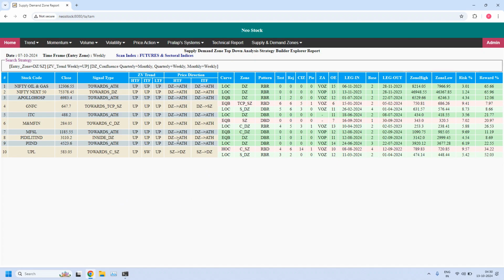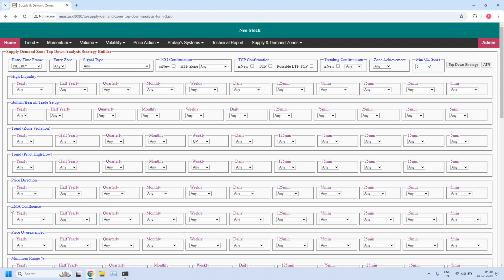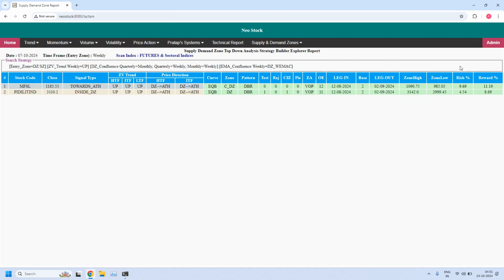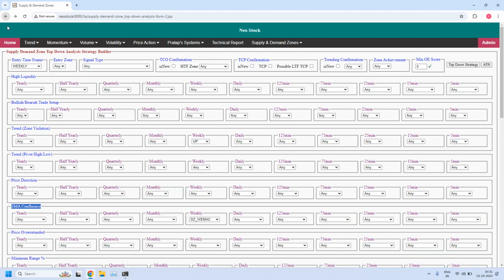Out of these 10, any of these weekly zones having weekly EMA confluence, that way you can filter. A weekly time frame, weekly demand zone is having weekly EMA, but weekly zones are part of monthly and quarterly. So these two stocks are filtered. Or you can also remove this filter.